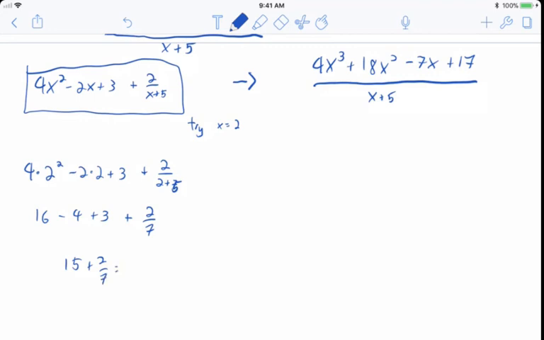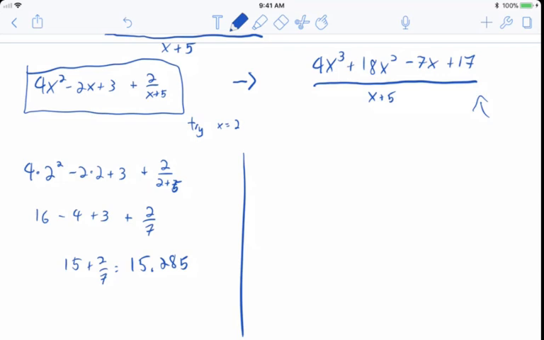And my calculator, where did my calculator go? Calculon, where are you? Oh, geez, what a time to lose your calculator. Ah, here you are. Okay, 15 plus 2 divided by 7. This is 15.285. Now let's try evaluating this one for the same value.